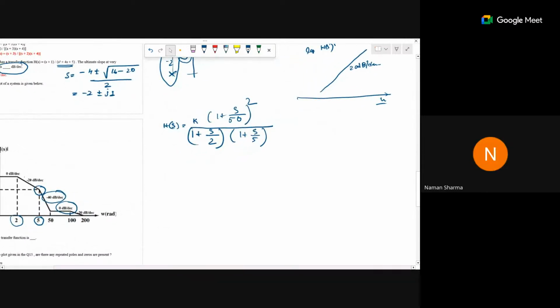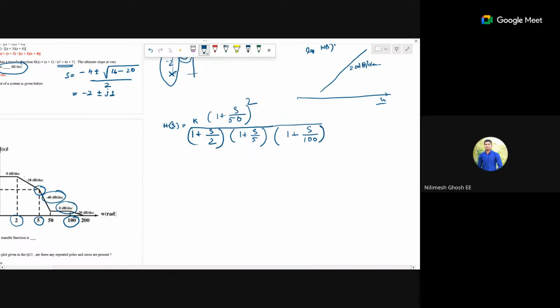Again there is a decrement, so minus 20 dB per decade decay, so there will be a pole. At what frequency? 1 plus s by 100. Yes, sir, 100. Finished, right? No, sir. I think there will be a zero, right? Exactly, there will be a zero.